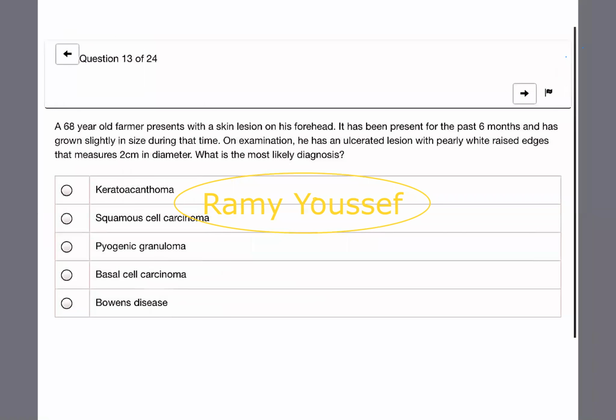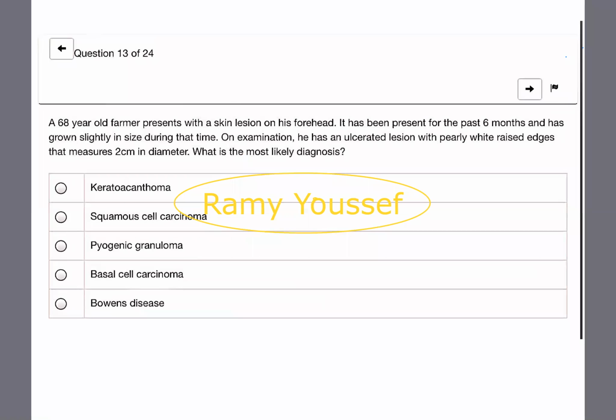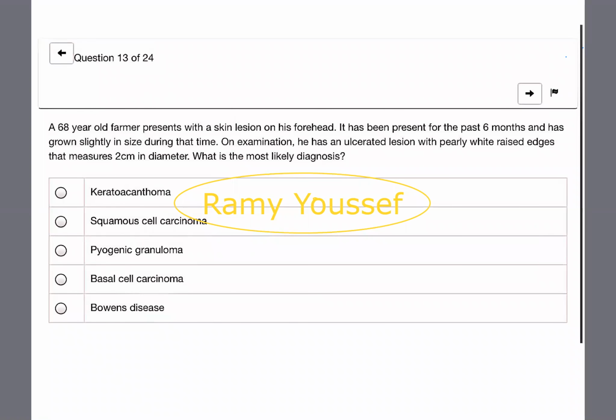Next question. A 68-year-old farmer presents with a skin lesion on his forehead. It has been present for the past 6 months and has grown slightly in size during that time. On examination, he has an ulcerated lesion with a pearly white raised edge that measures 2 centimeters in diameter. What is the most likely diagnosis? Basal cell carcinoma. Exactly.